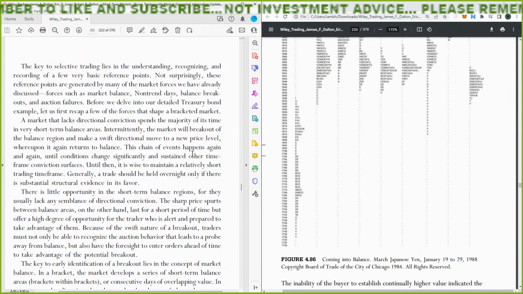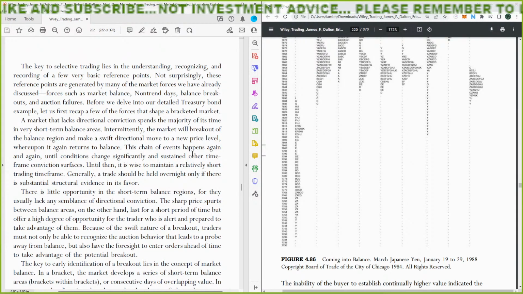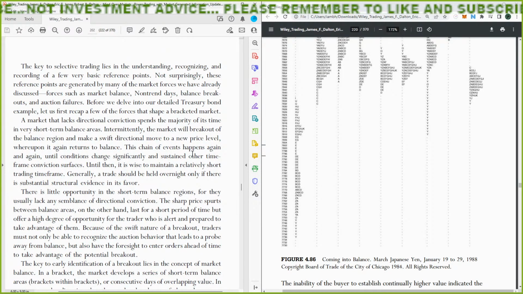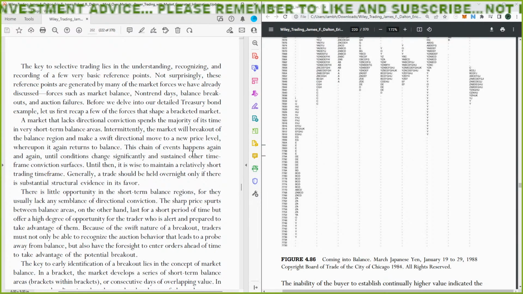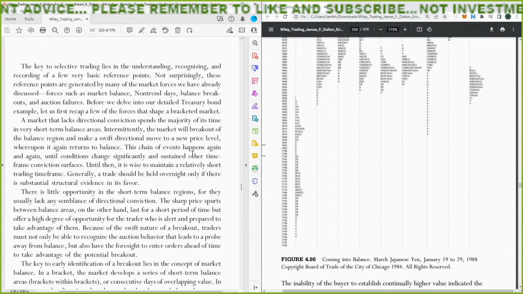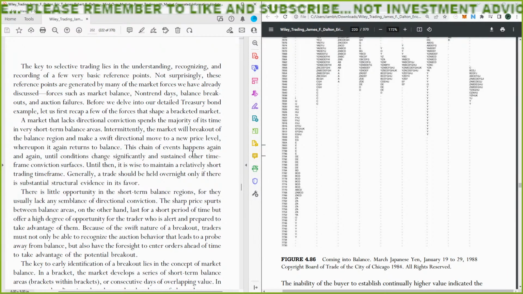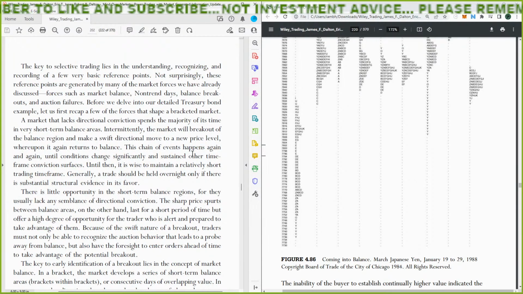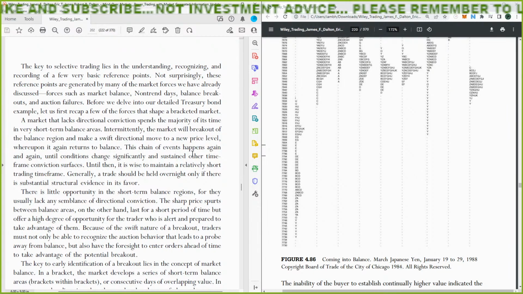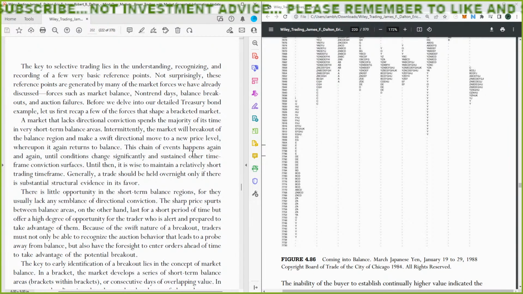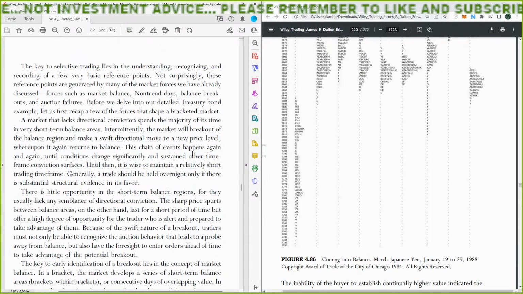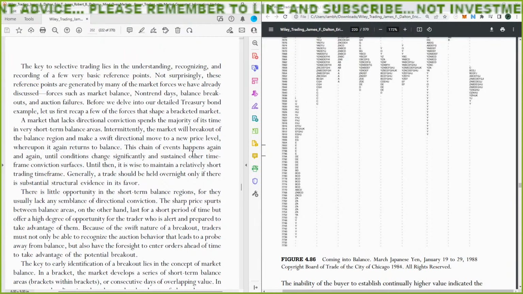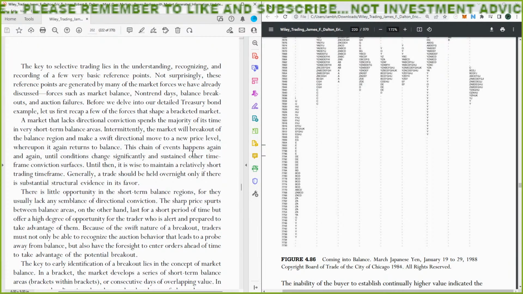The key to selective trading lies in understanding, recognizing, and recording a few very basic reference points. Not surprisingly, these reference points are generated by many of the market forces that we have already discussed: forces such as market balance, non-trend days, balance breakouts, and auction failures. Before we delve into our detailed Treasury bond example, let us first recap a few of the forces that shape a bracketed market. A market that lacks directional conviction spends the majority of its time in very short-term balance areas.